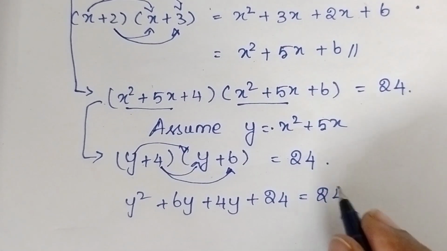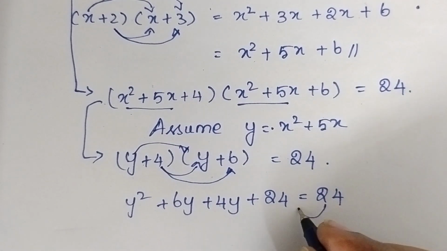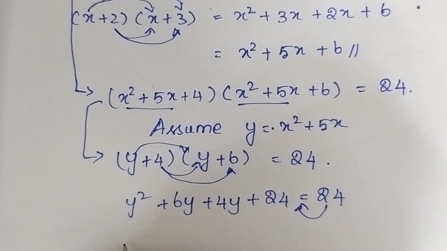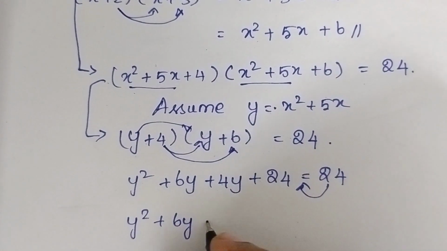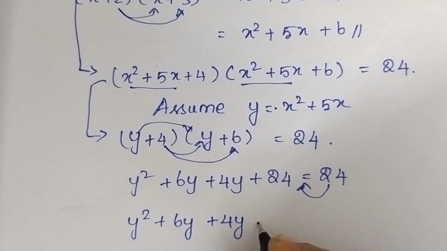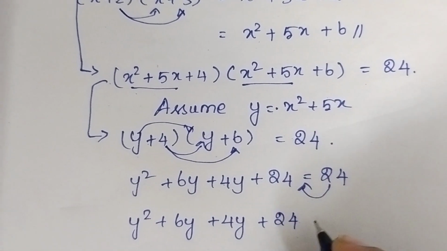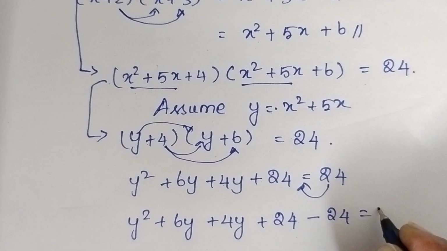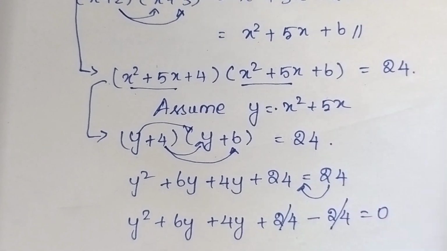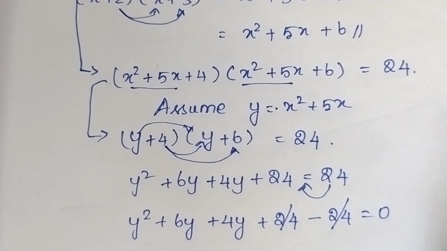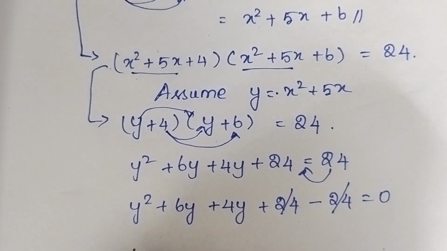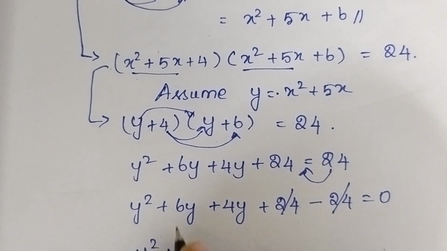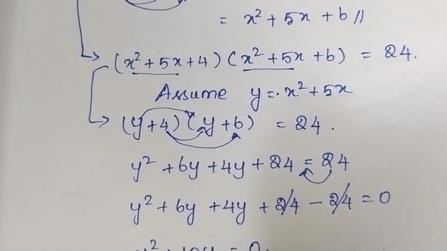I'm going to move this 24 towards the left side. Therefore, its sign gets changed. I'm going to write the remaining terms as they are and switch this 24 here. Therefore, this 24 and this 24 get cancelled because 24 minus 24 is 0. So both get cancelled. Therefore, y squared plus 6y plus 4y, 10y, which is equal to 0.